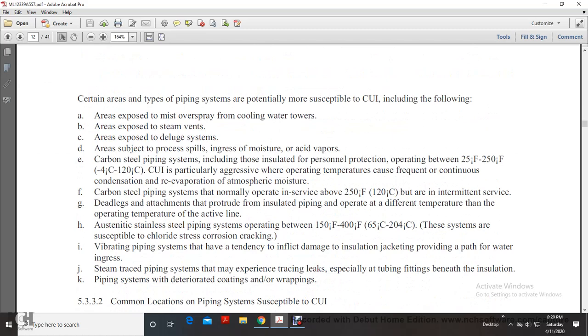These include the following: areas exposed to mist overspray from cooling water towers, areas exposed to steam vents, areas exposed to deluge systems, and areas subject to process spills, ingress of moisture, or acid vapors. Carbon steel piping systems include those insulated for personnel protection operating between 25 degrees and 250 degrees Fahrenheit. Corrosion under insulation is particularly aggressive where operating temperatures cause frequent or continuous condensation and re-evaporation of atmospheric moisture.